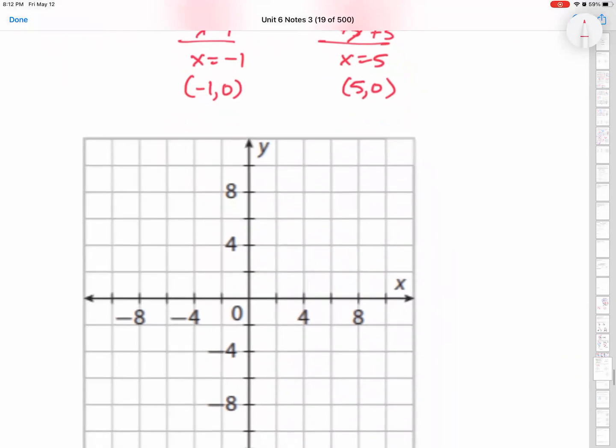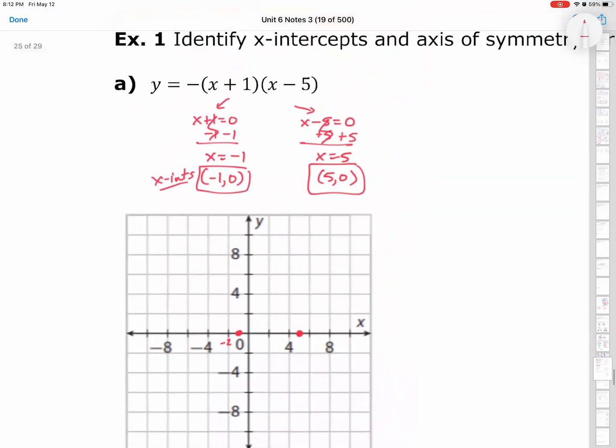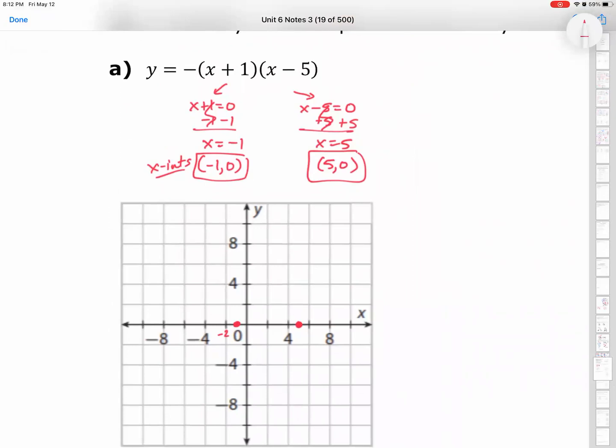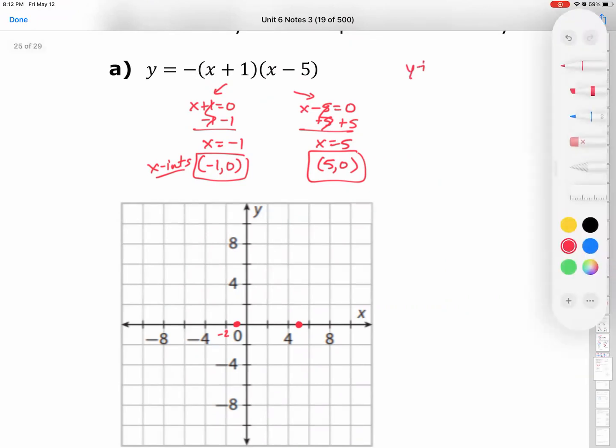Now when we go to plot those x-intercepts, we have -1, 0. This is going by 2's, it looks like. So we're going to go right there for -1, 0, and then 5, 0 would be right here. Now, in general, I highly promote finding the y-intercept, so we're going to go ahead and do that, because most functions do have a y-intercept. So for our y-intercept, let's change up colors.